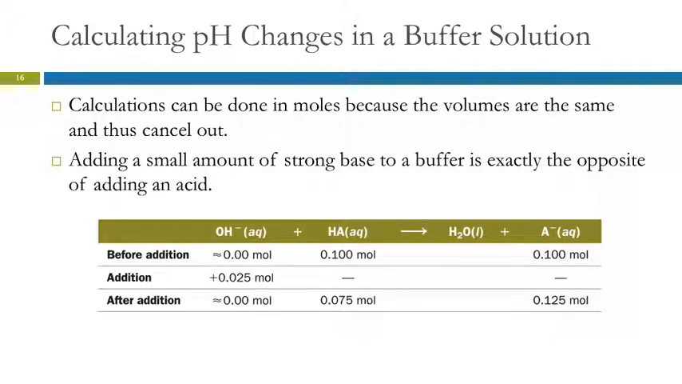What if we add strong base to the buffer? So here we have our initial molar amounts of HA and A minus. And now we're going to add some hydroxide ion, 0.025 moles of hydroxide ion. Well, what's that going to do? That's going to react with the acid. It's going to cause the acid to go down in amount and cause the conjugate base to go up. And so then we're going to look at these amounts and do the rest of the calculation.